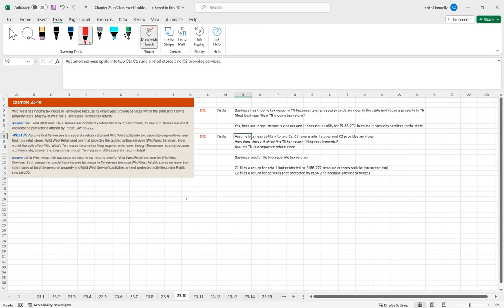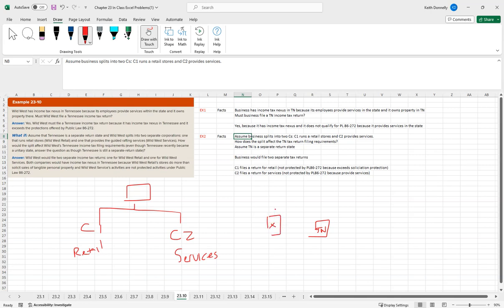It says, assume a business splits into two corporations. So let's just say we have corporation one, which runs a retail store, and we have corporation two that provides services. How does the split affect the Tennessee return filing requirements? So Tennessee, let's say we're an out-of-state business, we're in state X. How does this work? And assume Tennessee is a separate return state.